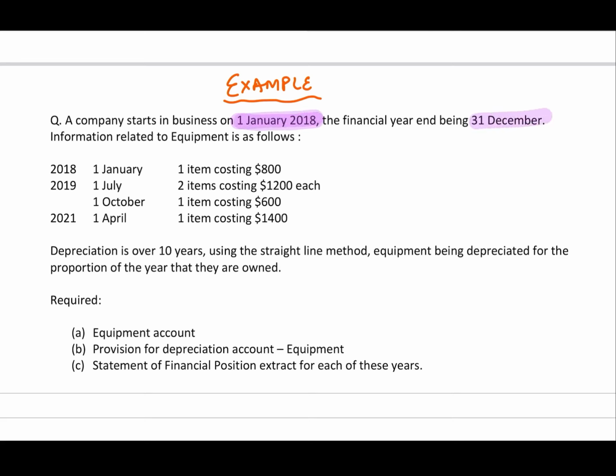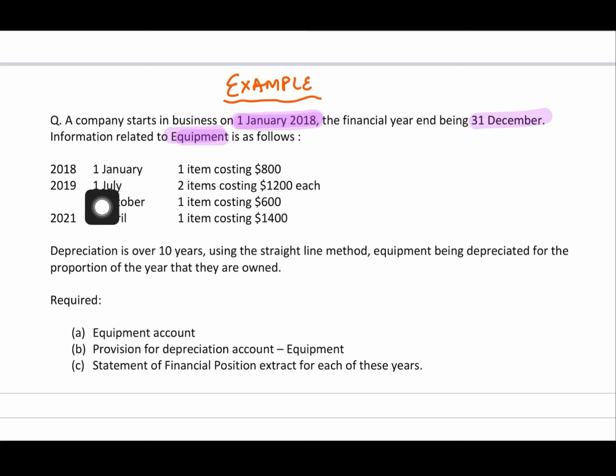and the financial year end being 31st December, right? Information related to equipment is as follows, okay? So for the year 2018, this business bought one item of equipment costing $800 on 1st of January, right? So we have the purchase date, we have the cost, and we have the number of items, and that is 1 in the year 2018.